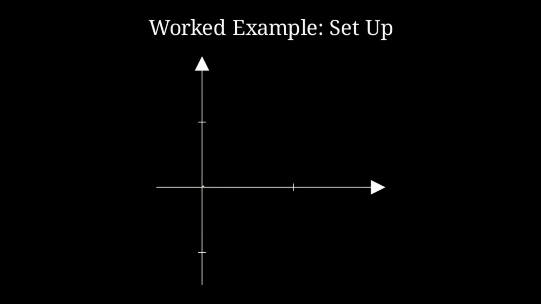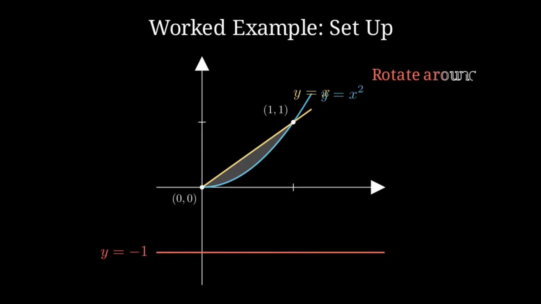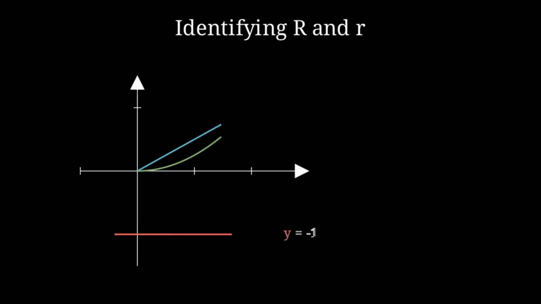Let's try a real example. We have the region bounded by y equals x squared and y equals x. We want to rotate this around the horizontal line y equals -1. First, we identify our bounds by finding where the curves intersect, which happens at x equals 0 and x equals 1. Now we define our radii.